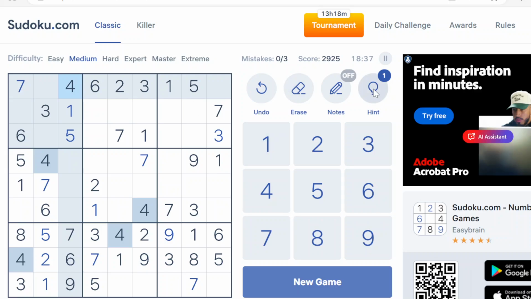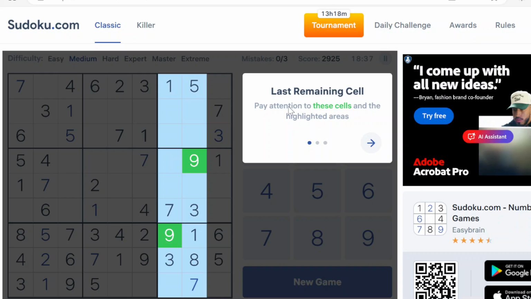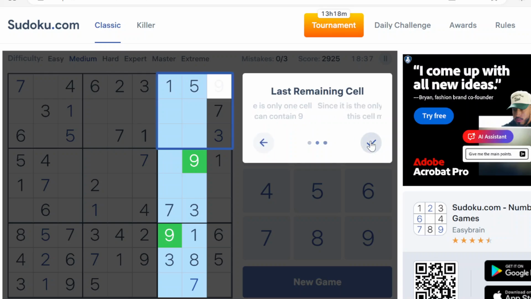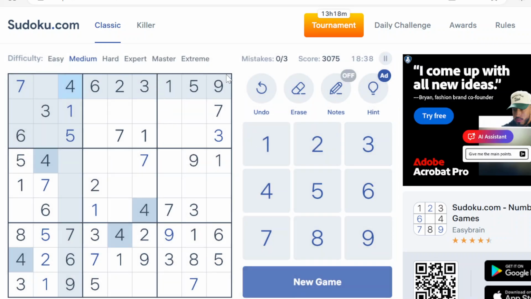I'll just use up the last hint now. Pay attention to these cells in the highlighted areas. Oh, okay, yeah. So there has to be a 9 here. And that's probably what it's gonna say. Yep. Okay, so I used up all the hints now. Well, I have to watch an ad to get another hint, but I don't want to do that.